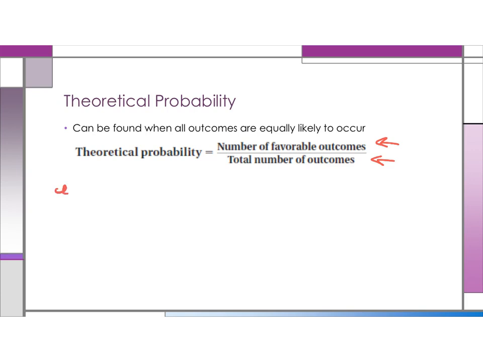So 2 examples, the simple ones with the coin. Let's say this time, probability of getting a tail. I know that the number of favorable outcomes on my coin, which is the tail, is 1, and the total number of outcomes on the coin, there are 2. It's either a head or a tail.